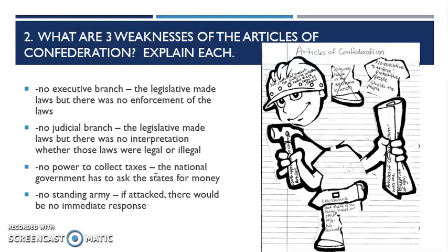Another weakness is there's no standing army. During peacetime, when we're not at war, we call that a standing army. So if we got attacked under the Articles, we really wouldn't have an immediate response. You would have Home Guard, which is your National Guard, but you wouldn't have any real response. So when you look at the Articles, there's a lot of weaknesses going on. And remember, the reason they created it so weak is they're afraid of having a strong central government after being under Britain's rule for so long.